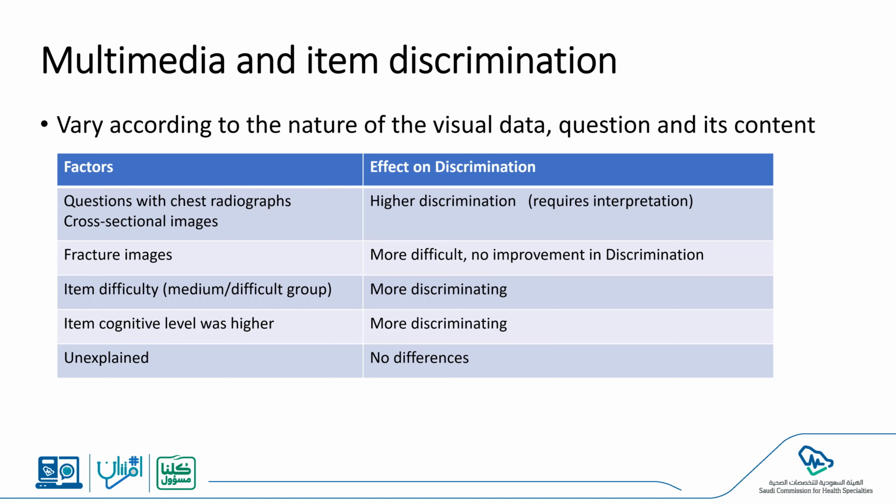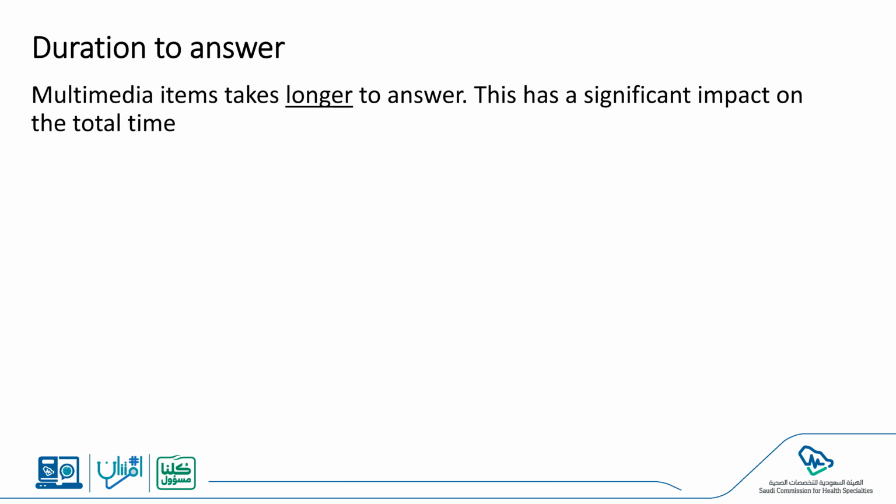Usually in some of the literature, some of the fracture images were perceived as more difficult. If the question was of medium or high difficulty, it's going to be more discriminating. So when you have an image with it, if the item cognition was higher, so if the question had higher cognitive skills that you're trying to test, it's going to be more discriminating. And if it's unexplained, there's no difference. So sometimes you just don't know why it's different.